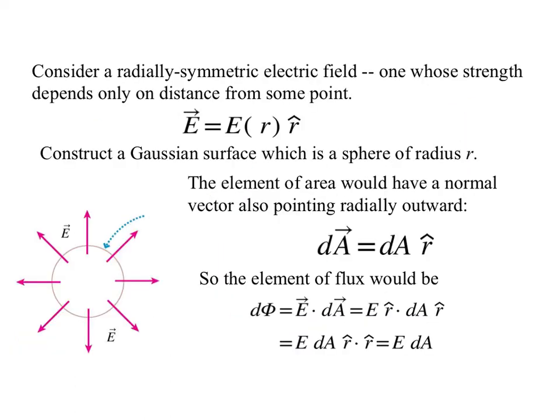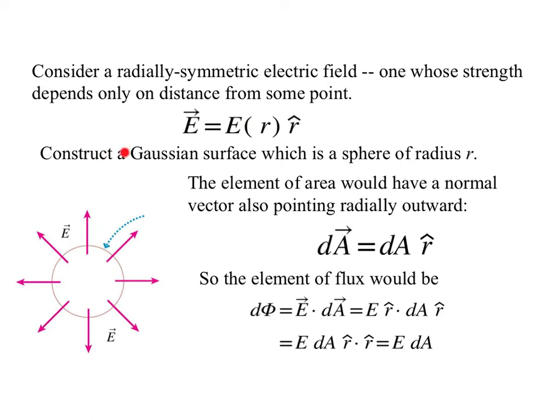All right, consider a radially symmetric electric field, one whose strength depends only on distance from some point. That is to say, the electric field as a vector, E, is the electric field as a function of r times the radially outward bound normal.